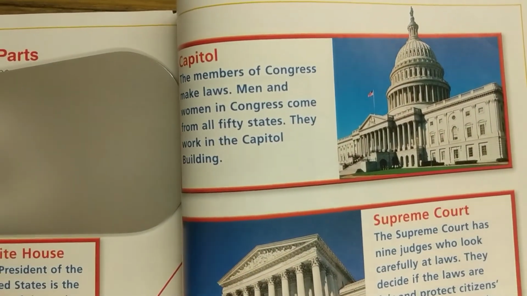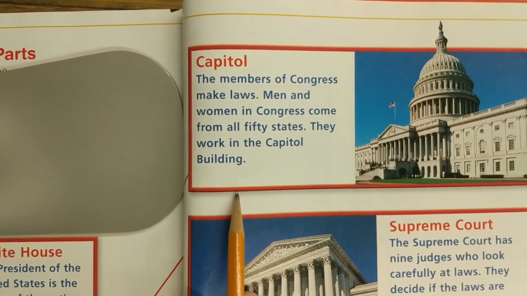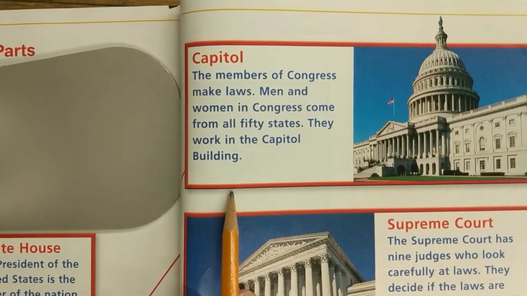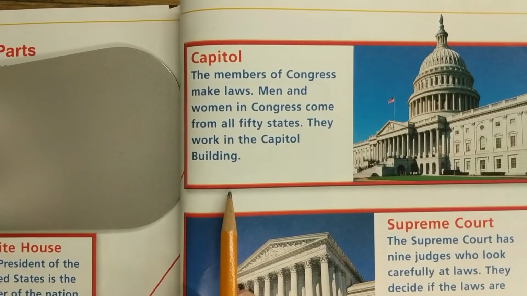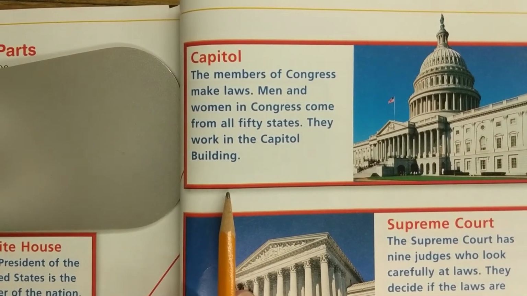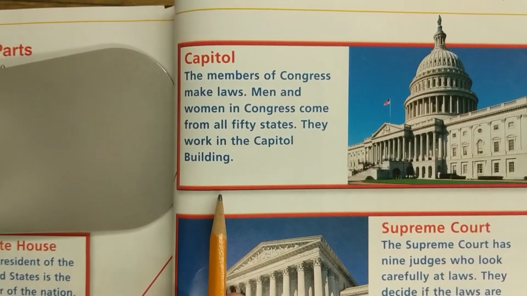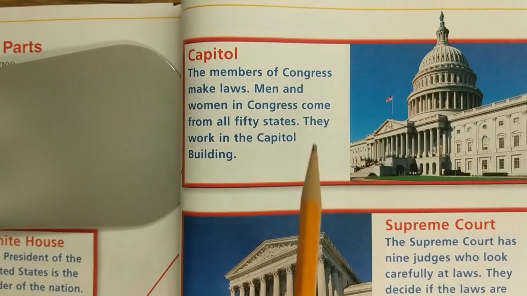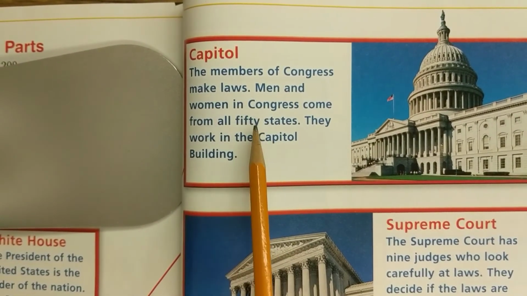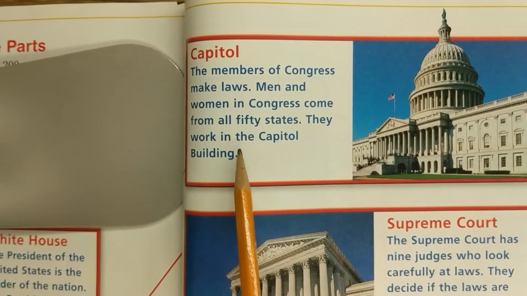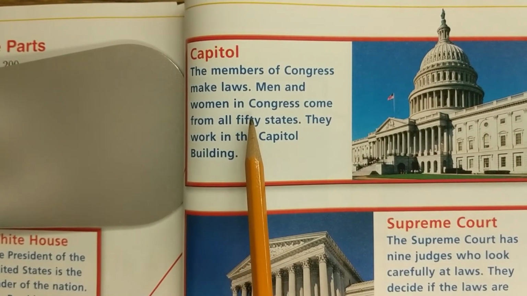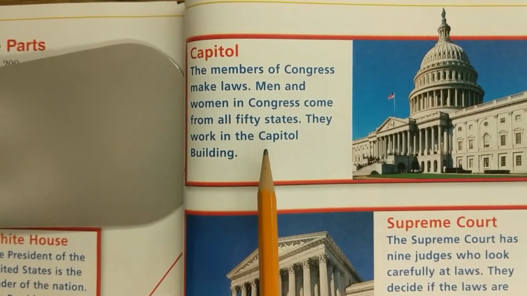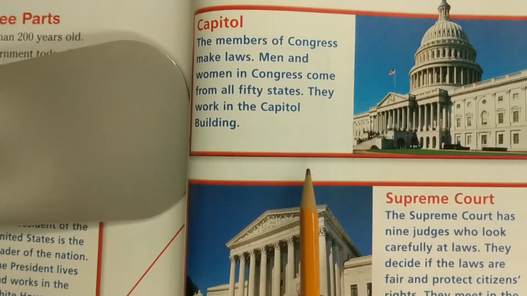The members of Congress make laws. Men and women in Congress come from all 50 states. They work in the Capitol building. So all of those people we elect to represent our state go to the Capitol building, and they help represent us in our government.